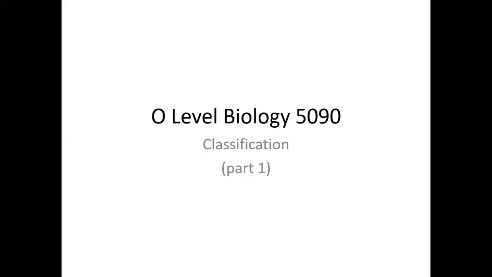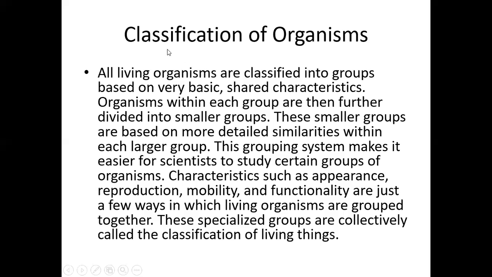Students, today we are going to start the second chapter, O-Level Biology 5090. Today we will discuss only the first part of this chapter, which is classification of organisms. Why are organisms classified into groups and subgroups? Because a variety of organisms are available on this earth, so to recognize them, it was very compulsory to divide them into groups and subgroups.